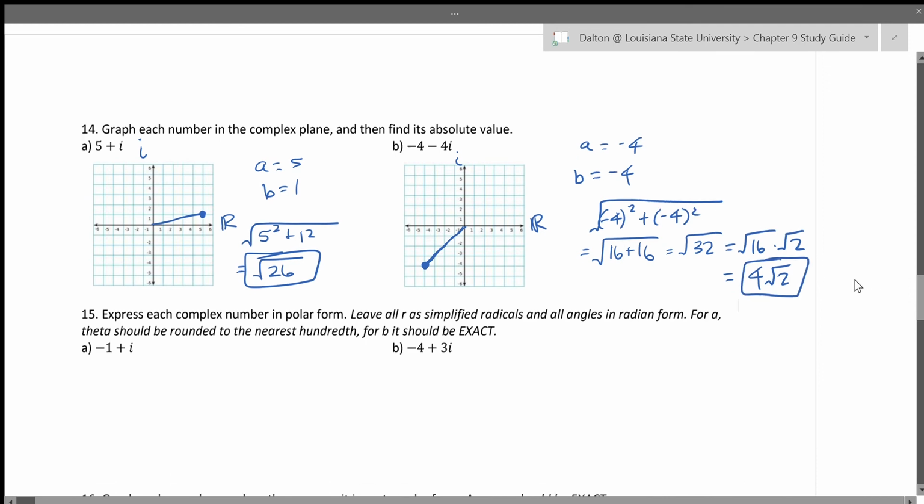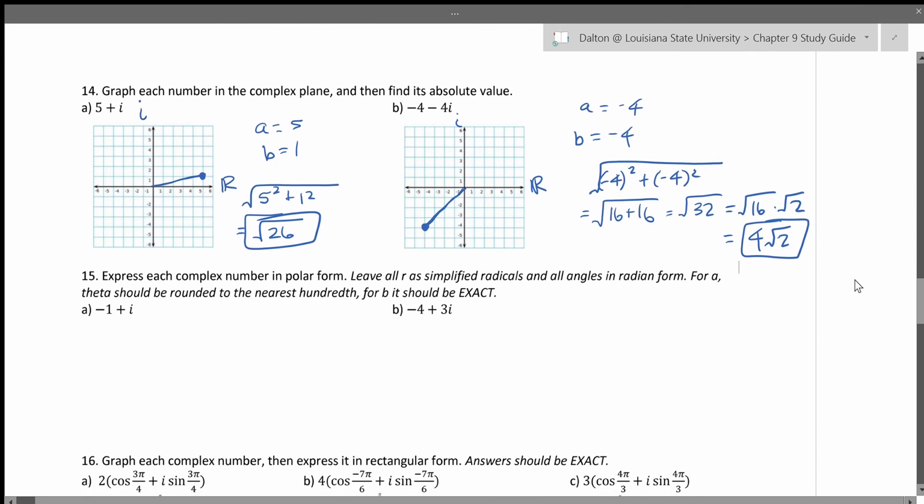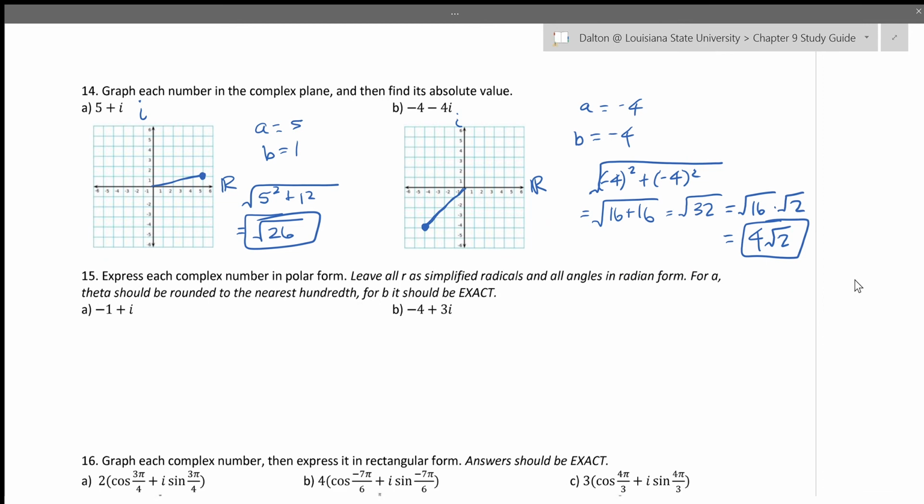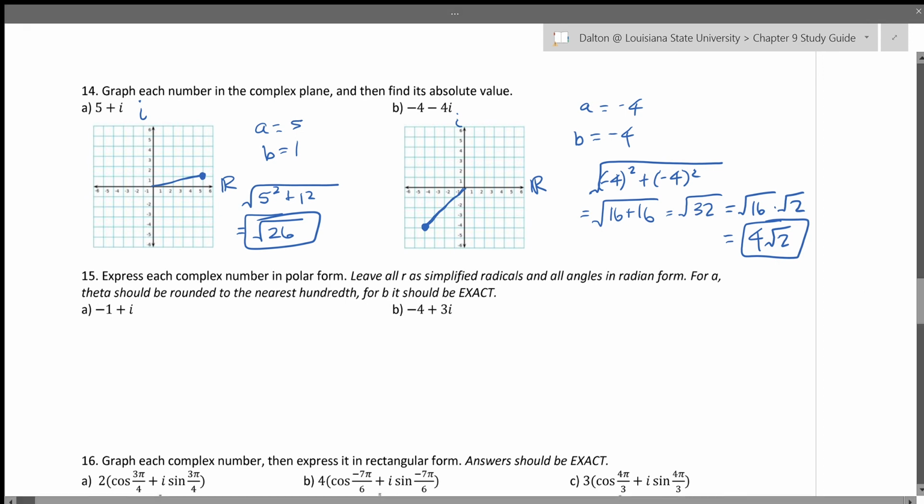Okay. Number 15, it says express each complex number in polar form. Leave all r as simplified radicals and all angles in radian form. For A, theta should be rounded to the nearest hundredth. For B, it should be exact. In case you didn't pay attention in class, I changed these. I want B to be rounded to the nearest hundredth, and I want A to have an exact value for theta. So we're going to change those. All the other directions, though, are still the same.